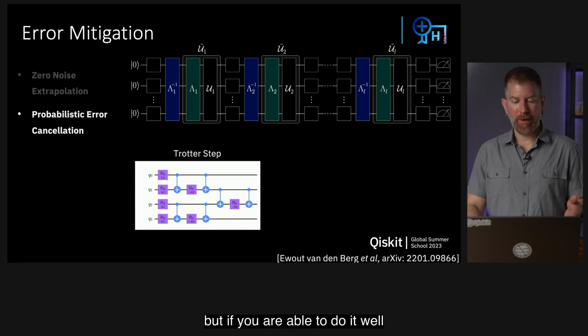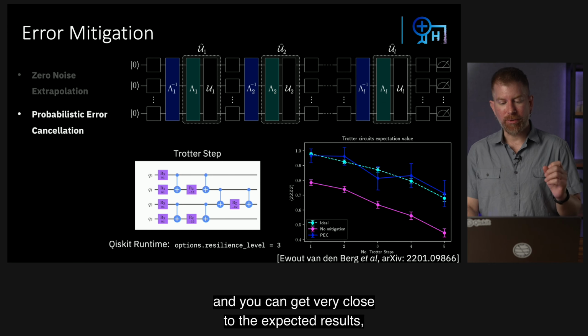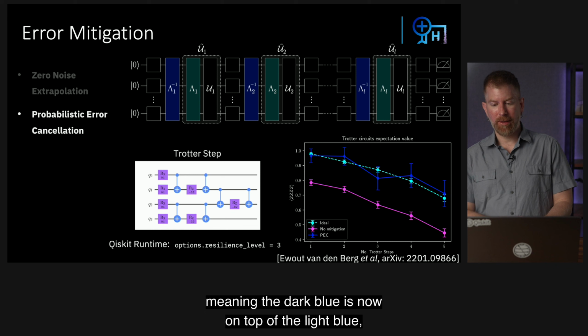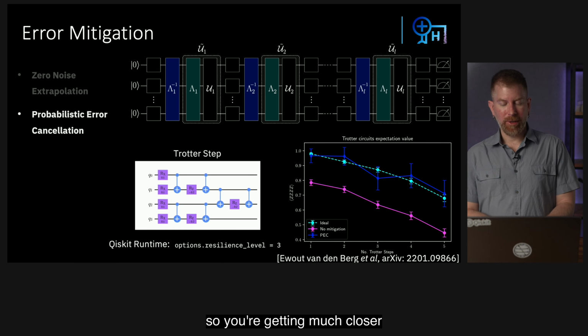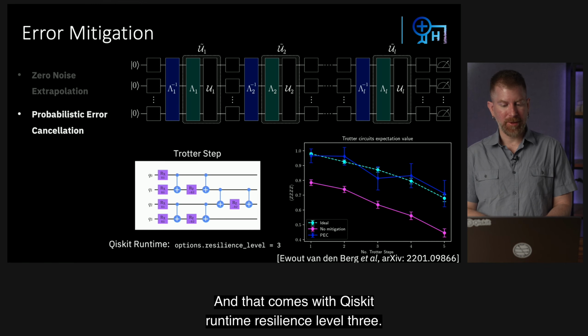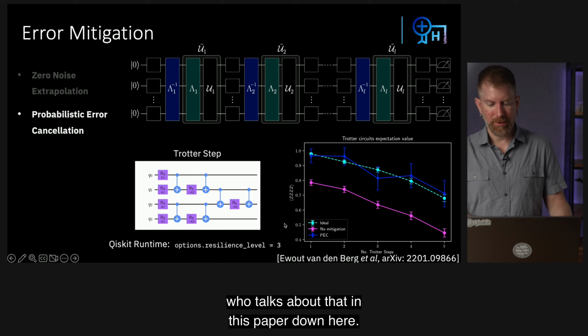But if you are able to do it well, then you can look at this Trotter step that we saw in the last one, and you can get very close to the expected results, meaning the dark blue is now on top of the light blue. So you're getting much closer to the expectation value that you would like, and that comes with Qiskit Runtime resilience level 3. And you can read about that more from my colleague Ewout, who talks about that in this paper down here.